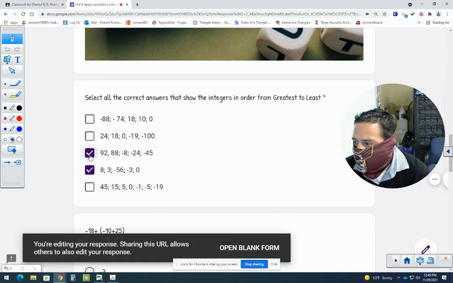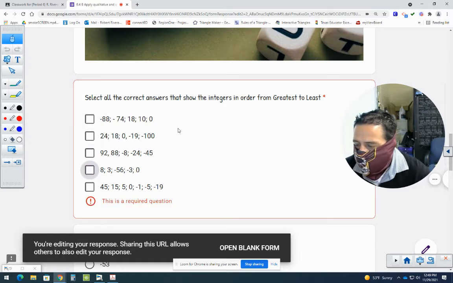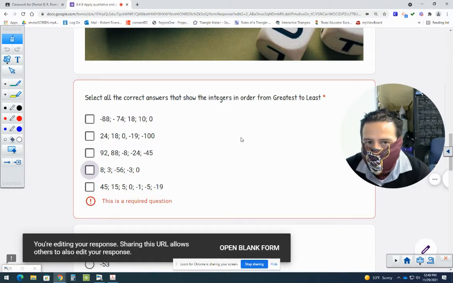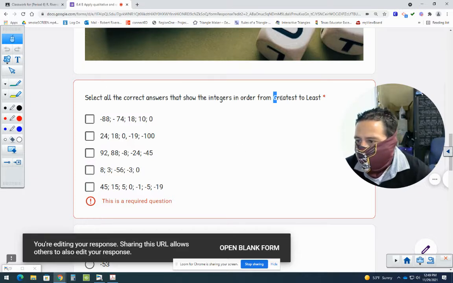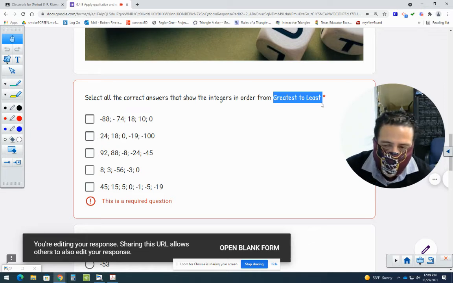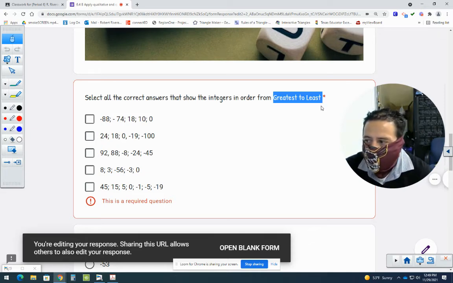So these are not the answers, just so you know. I'm going to just select randomly just for the purposes of the video. This one wants you to go from greatest to least. So obviously, if we're going from greatest to least, I'm going to make sure that I draw a number line to put the numbers in the right order. And then I can figure out greatest to least.